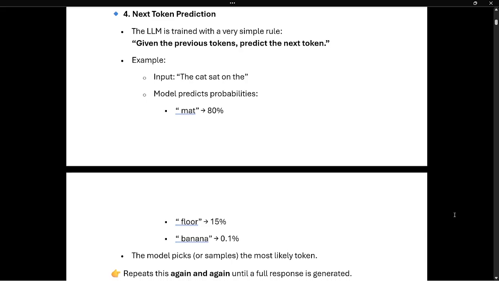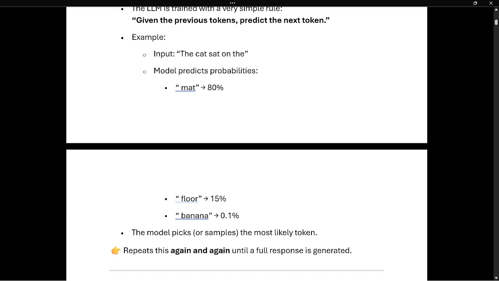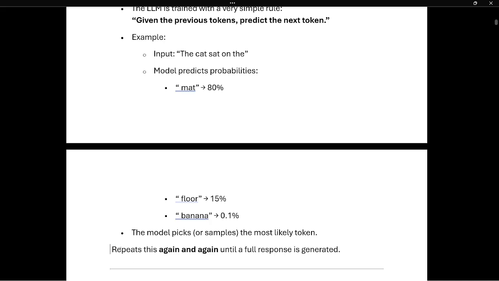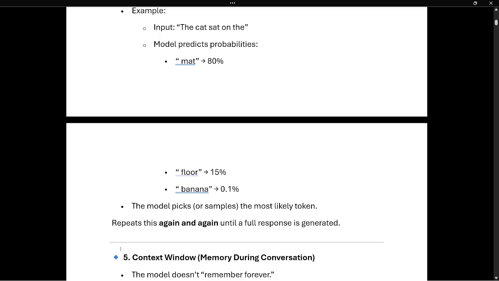So the model picks "mat" with a high probability. It repeats this again and again until a full response is generated. So whenever we give a prompt, it will generate the complete response until the full response is completed.